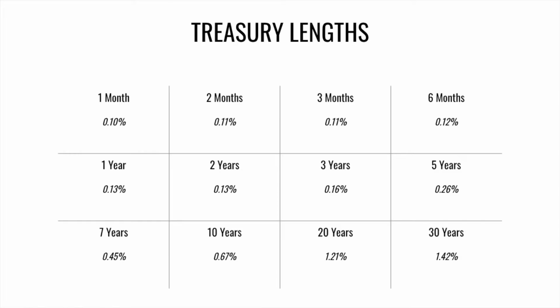And the 1 month interest rate is 0.1%. And between 30 years descending down to 1 month, you start to see the interest rate that you get decrease. And that should intuitively make sense.